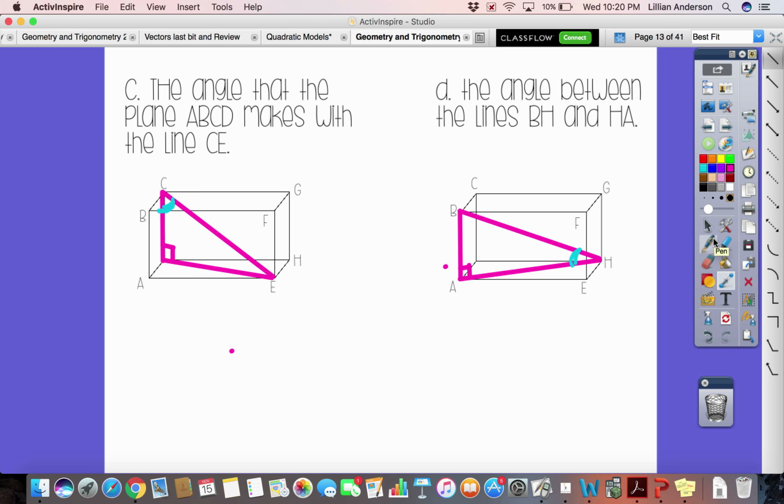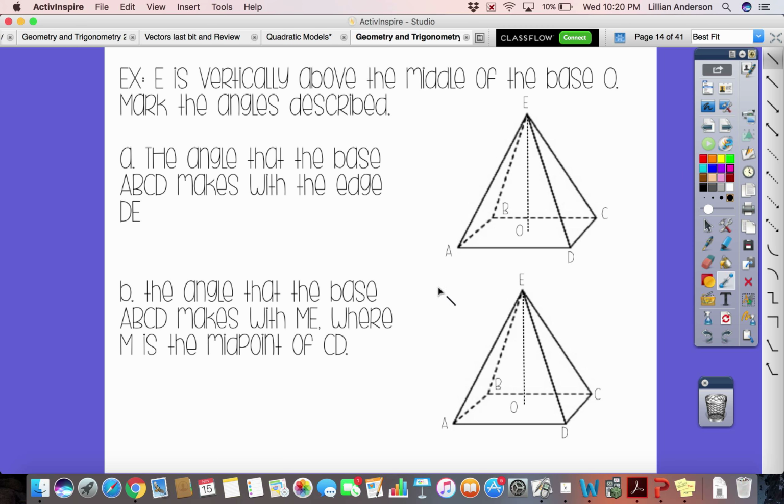Okay, so those are your first four examples. Let's try it with the pyramids now. Okay, so you're going to be drawing a square-based pyramid. The easiest way is to draw a square, put a dot above it, and then just draw lines that connect to each one of the vertices. You create your pyramid. Make sure that you label as well.